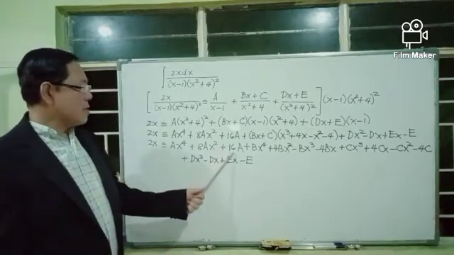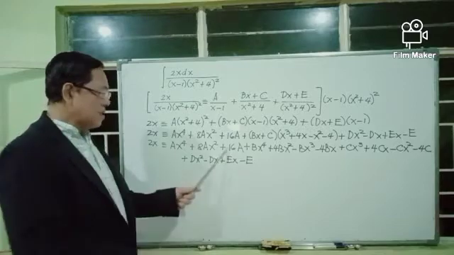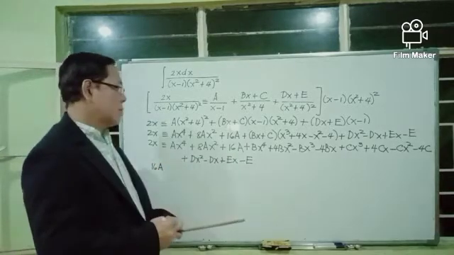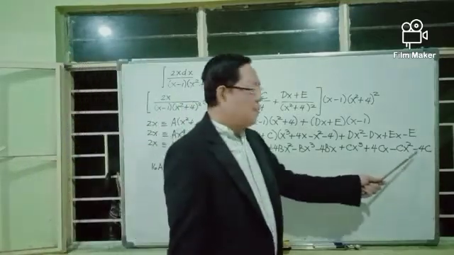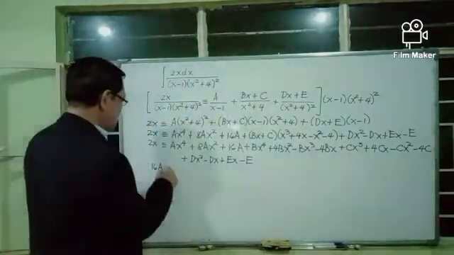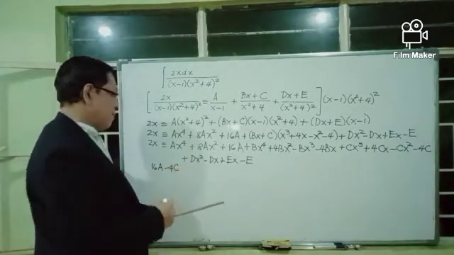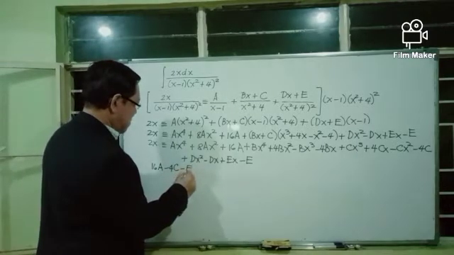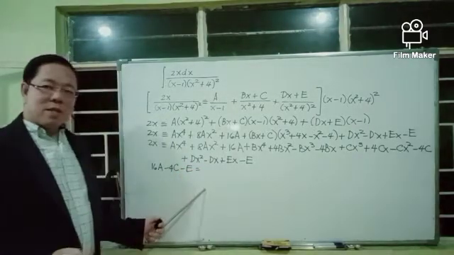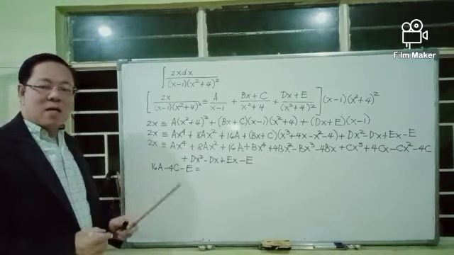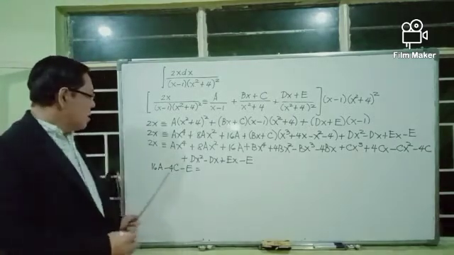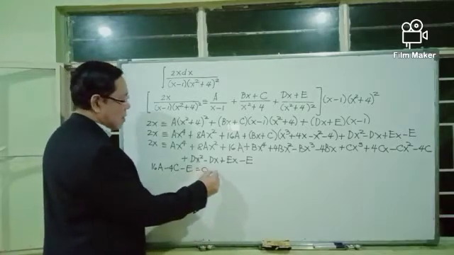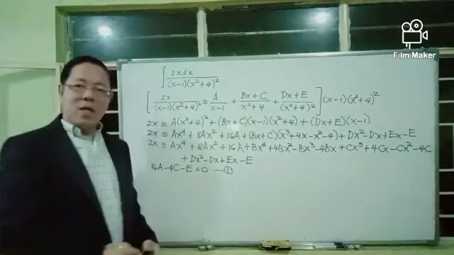The constant terms are 6a, 16a, minus 4c, and minus e. And we equate this constant with constant at the left hand side, but the left hand side has no constant. So we equate this constant to 0. Call this equation 1.